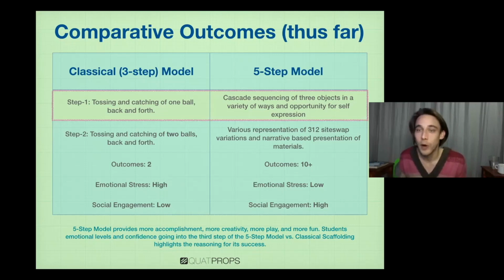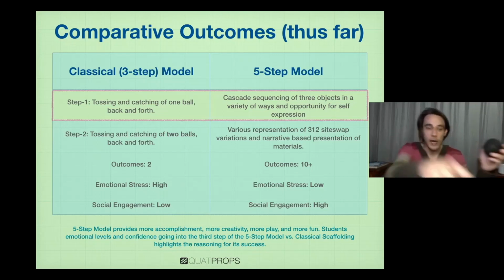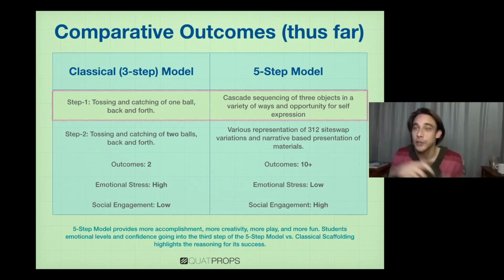Because by the end of step 1 in the 5-step model, they can say, hey, look, I can juggle on the table. I can juggle with my eyes closed. I can juggle on my shoulders. I can juggle with my elbows. And I can make new forms of juggling that nobody showed me before because I'm a creative person. They can say all of that about themselves after the first step of juggling.